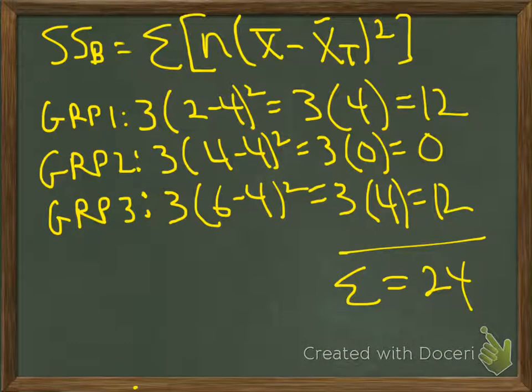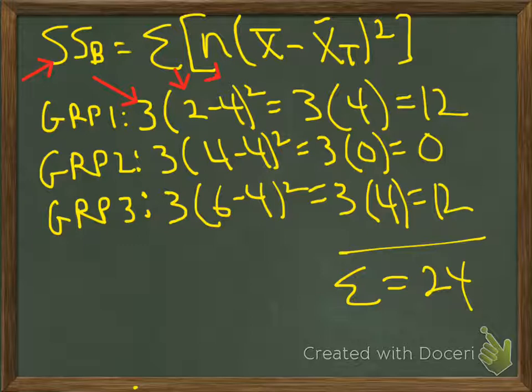Then you need to find the sum of the squares between groups, SSB, and to do that you take the sum of the square deviations between each group mean and the grand mean, and then multiply that by the number of cases in the group. So here, for the first group, there's 3 people in the group. This right here is the group mean for group 1.